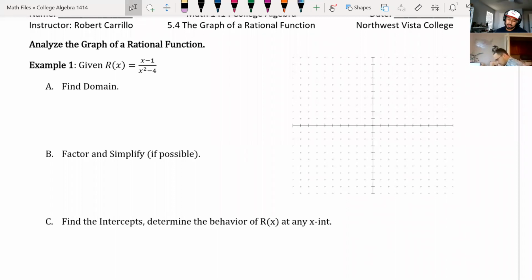So today we are going to be graphing rational functions by finding a bunch of pieces and information about the rational function and then graphing it.